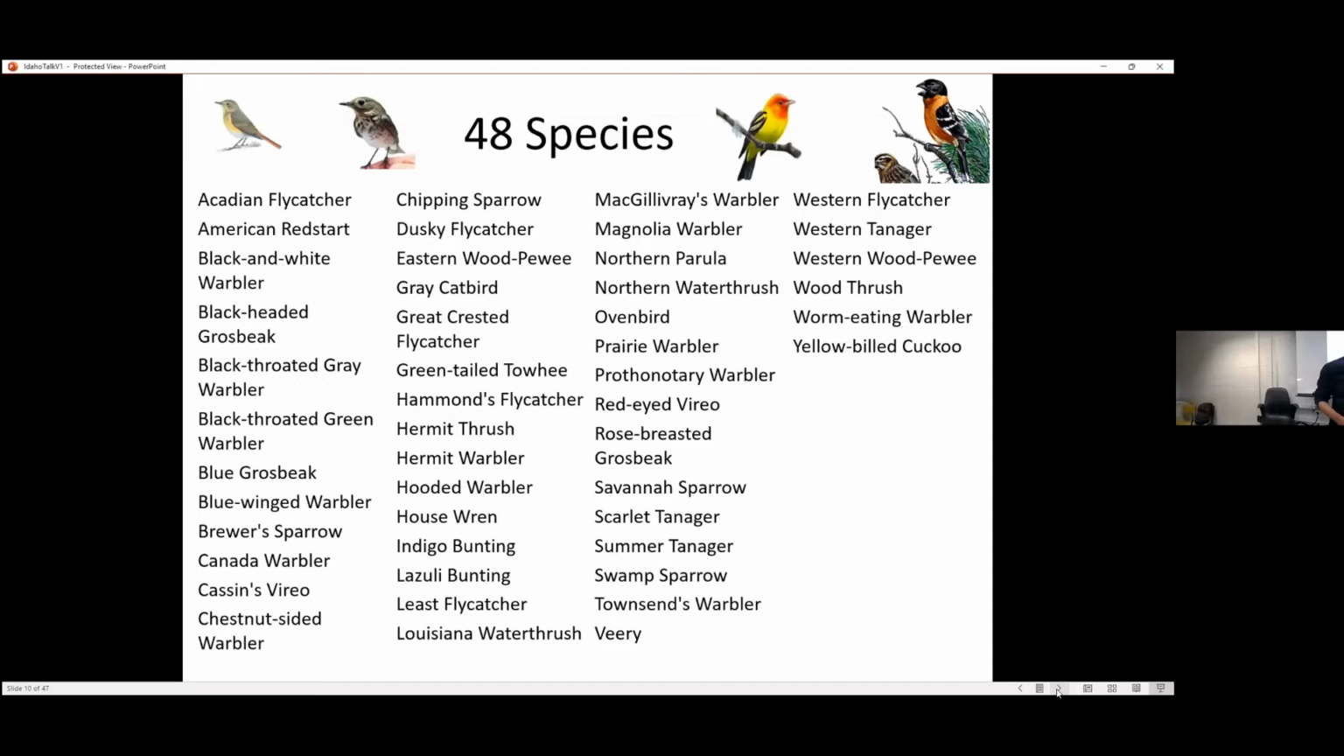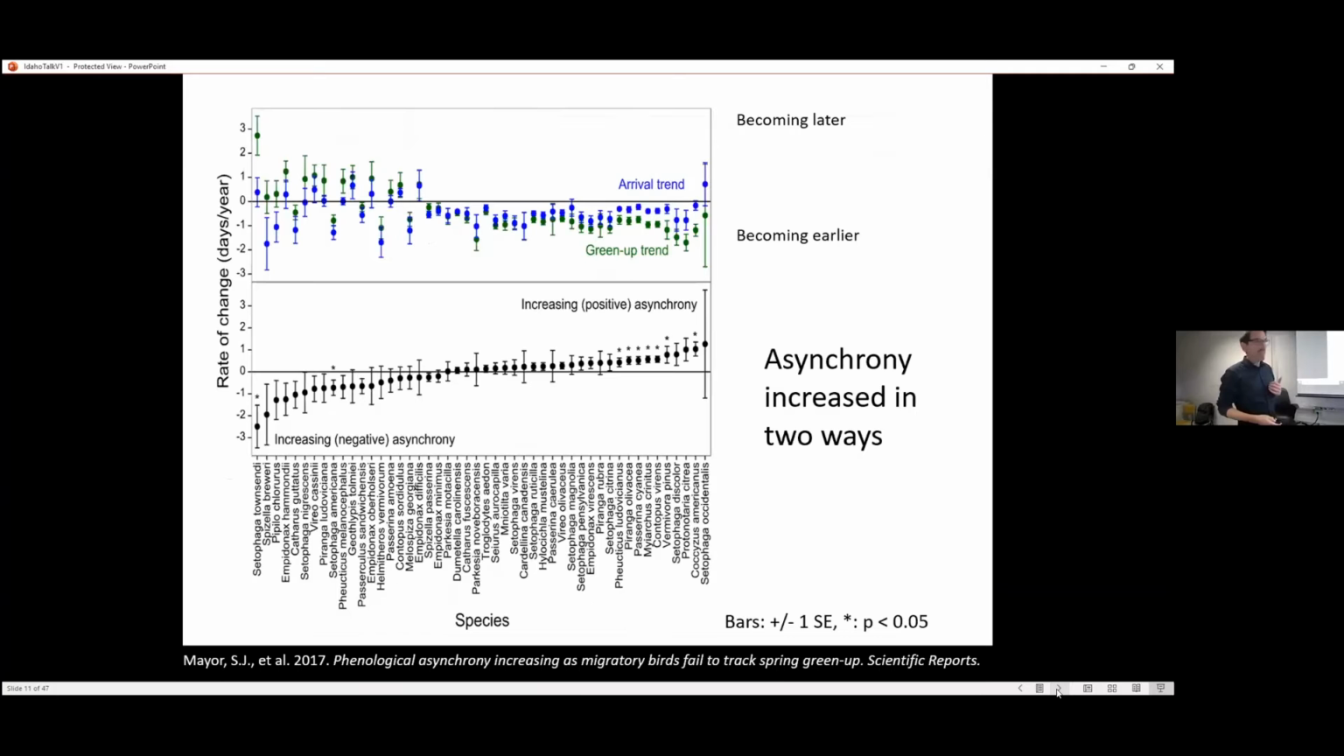We looked at this for 48 species. These are all insectivorous birds in North America. They're all commonly observed, and they all have good trait data, so we can learn more about what these species do and how they work. We plotted the pattern over all these species, and we find a lot of species with increasing positive asynchronies over time, and some birds with increasing negative asynchronies. Here are the arrival trends and green up trends at the top, a summary of all these species, with some significantly increasingly negative and some increasingly positive.